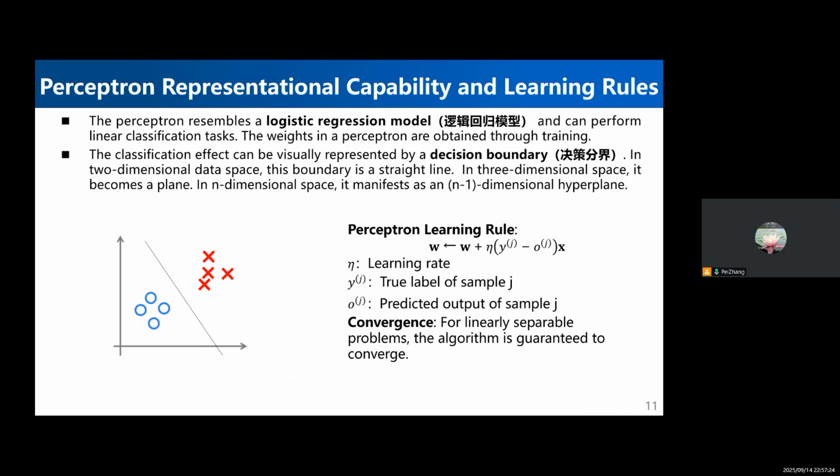So the perceptron learning rule is that the new weight is equal to the old weight plus eta multiplied by (d minus output o) multiplied by x. For linearly separable problems, the algorithm is guaranteed to converge.